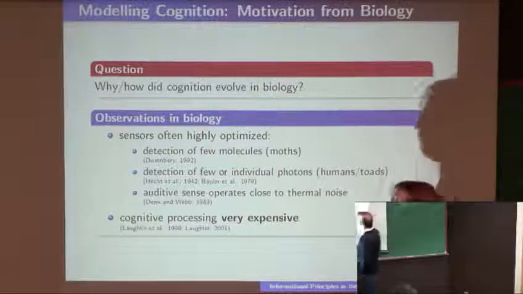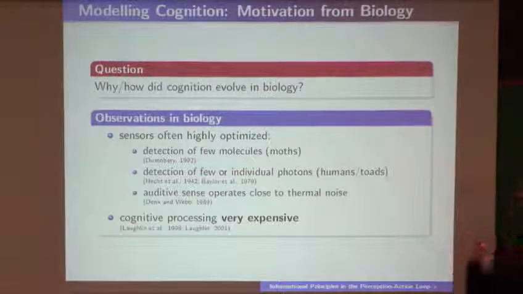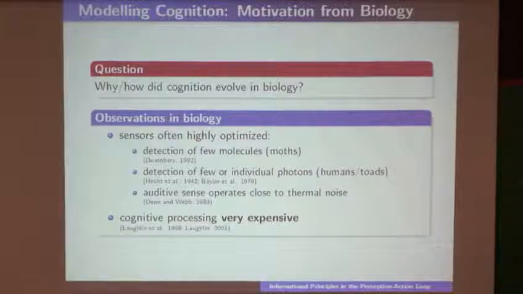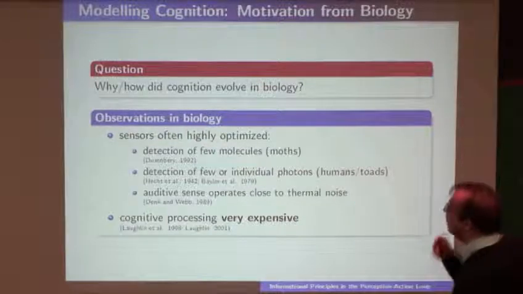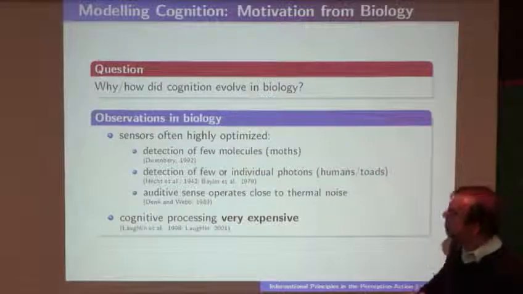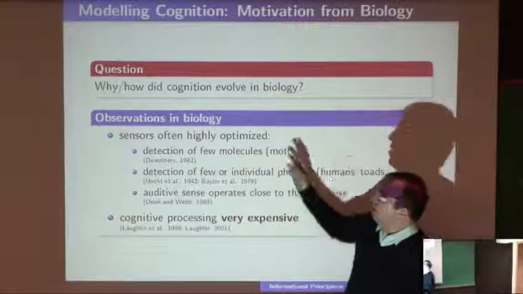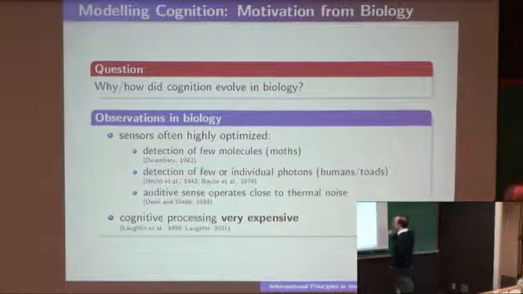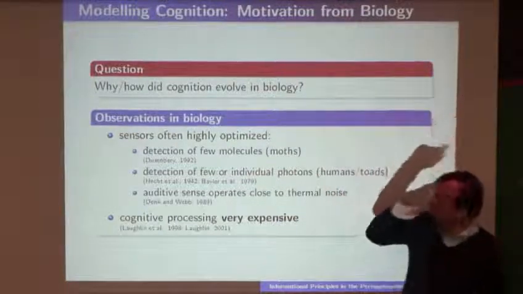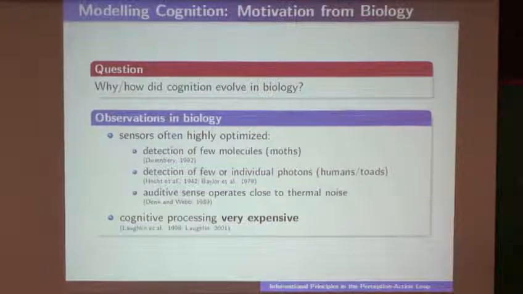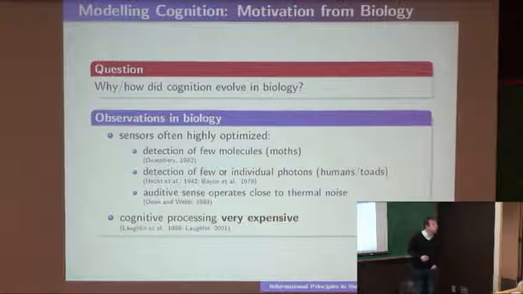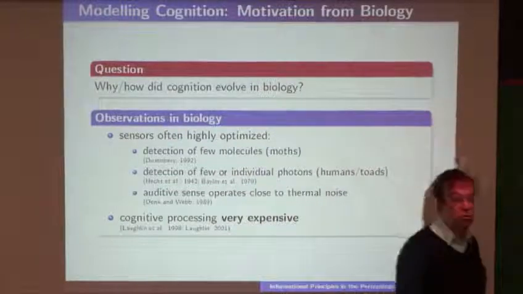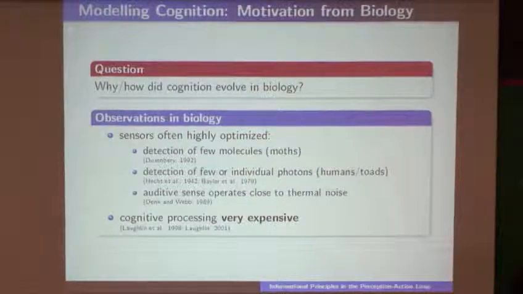Let's find out. I actually have a 3 hour tutorial about sensor evolution, littered with fascinating examples of sensory performance in nature, and I will condense that into essentially 2 minutes. One observation is that sensors are often highly optimized, so highly optimized that it's astounding. One example is the famous moth that can detect a few molecules. The legend says it's individual pheromone molecules of the female mate. I could not find a source for that. The best I could find was Dusenbery, who says it can detect 200 to 300 molecules. Still very, very good.